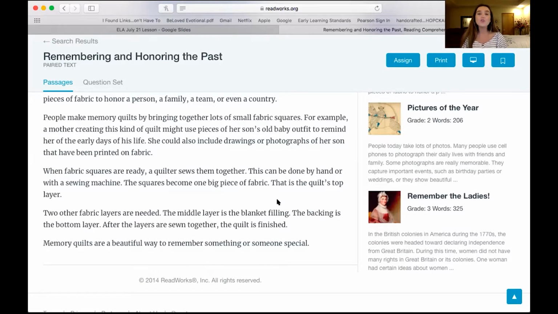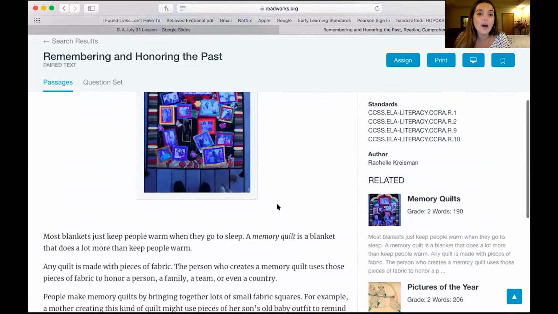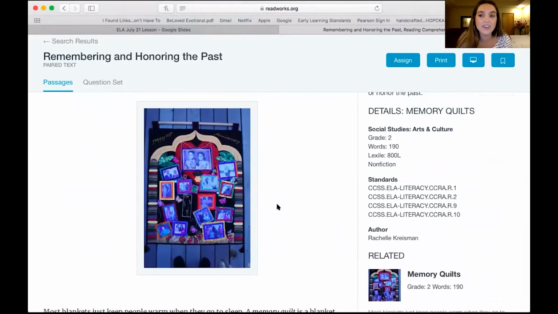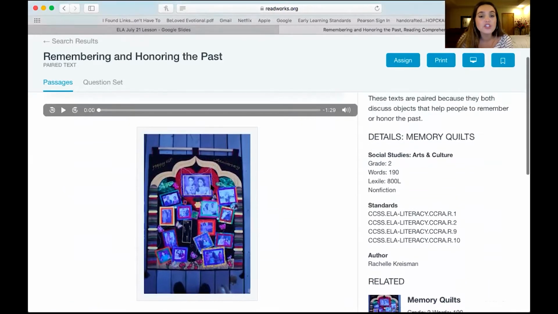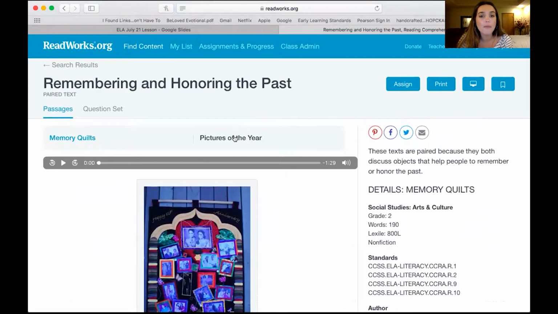All right, so that was our first text, and that was all about these memory quilts. And as you guys can see, here's a picture of those quilts. You can see what they look like. So that was about our memory quilts.